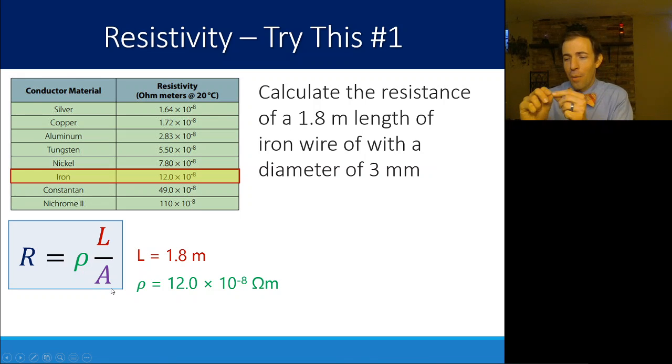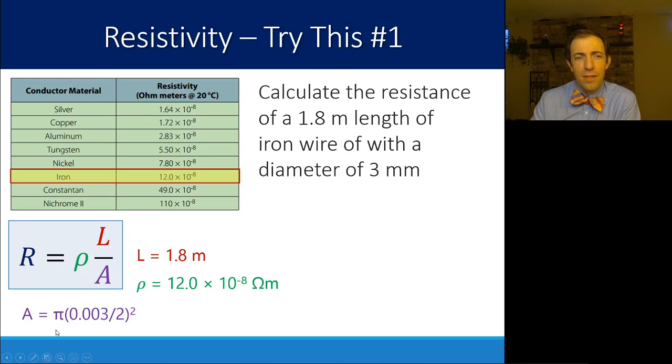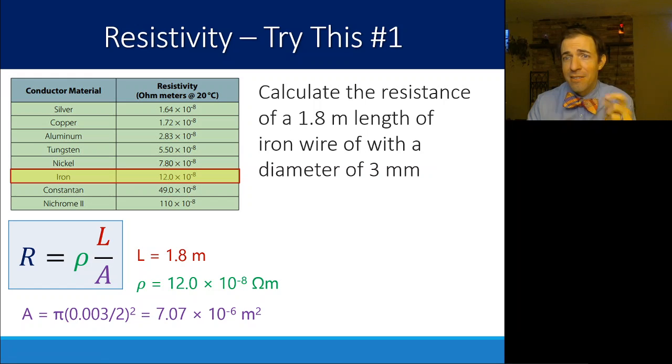In this case, it's a wire with a diameter of 3 millimeters. I'm using meters for everything else, so I need to convert that into meters and then solve for its area. Well, area is pi r squared. So pi times the radius, which is 0.003 meters instead of millimeters, divided by 2, because this was the diameter. I have to divide by 2 to get to the radius and then square that. I get a really tiny area, but that makes sense in terms of square meters, that I've got about 7.07 times 10 to the minus 6 square meters as the cross-sectional area of this wire.